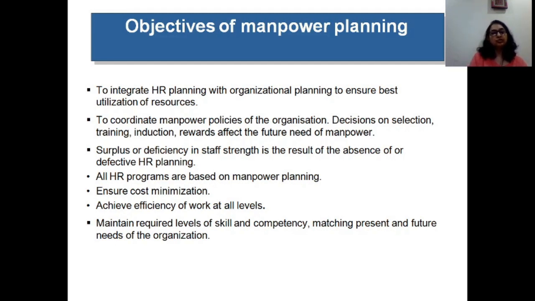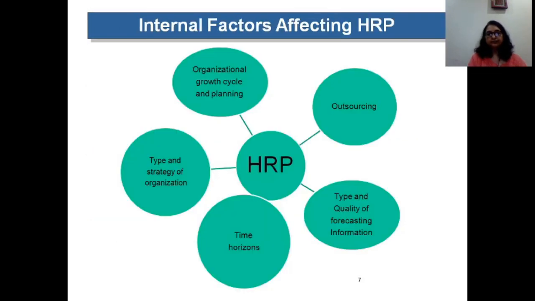Then HRP ensures cost minimization by utilizing human resources in the best way. Then it ensures efficiency of work at all levels, and it also maintains required levels of skills and competencies that are required to meet the needs of the organization.